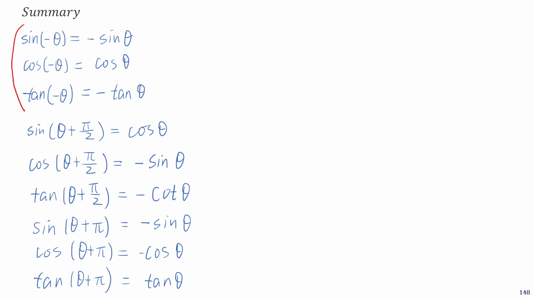First group: sine negative theta equals negative sine theta, cosine negative theta equals cosine theta, tangent negative theta equals negative tangent theta, right? Second group: sine theta plus half pi equals cosine theta, cosine theta plus half pi equals negative sine theta, tangent theta plus half pi equals negative cotangent theta, right? And last group: sine theta plus pi equals negative sine theta, cosine theta plus pi equals negative cosine theta, tangent theta plus pi equals tangent theta, right?